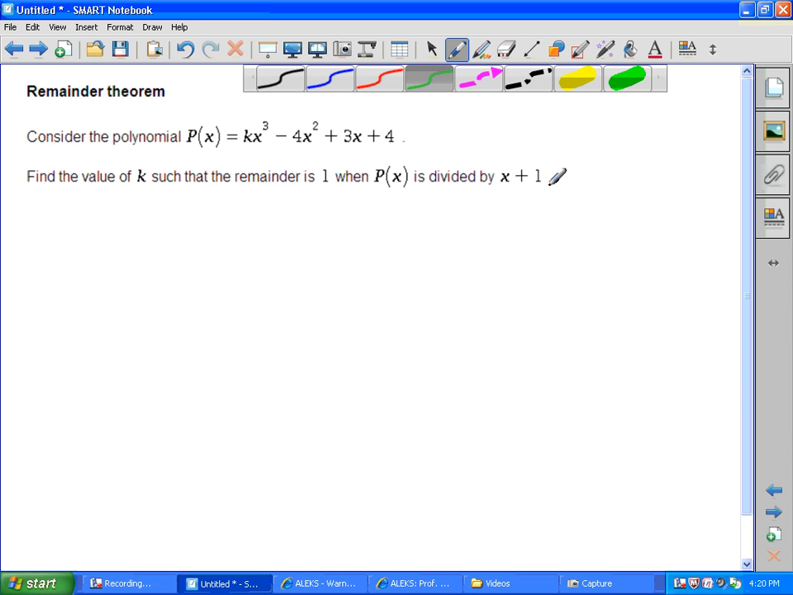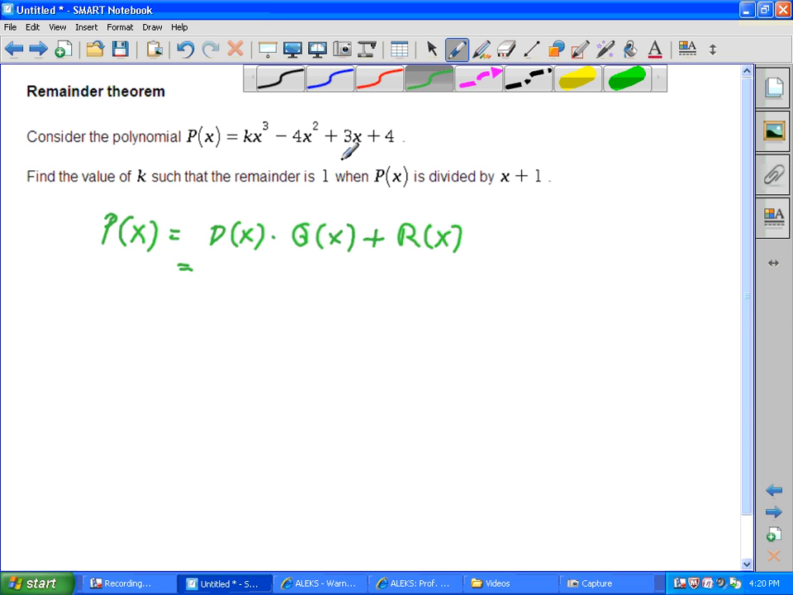Well, we know from the theorem we just had that when we divide by a divisor, we always get a quotient and a remainder, right? So anytime we divide p of x by some divisor, we can write it as p of x equals the divisor times the quotient plus the remainder.